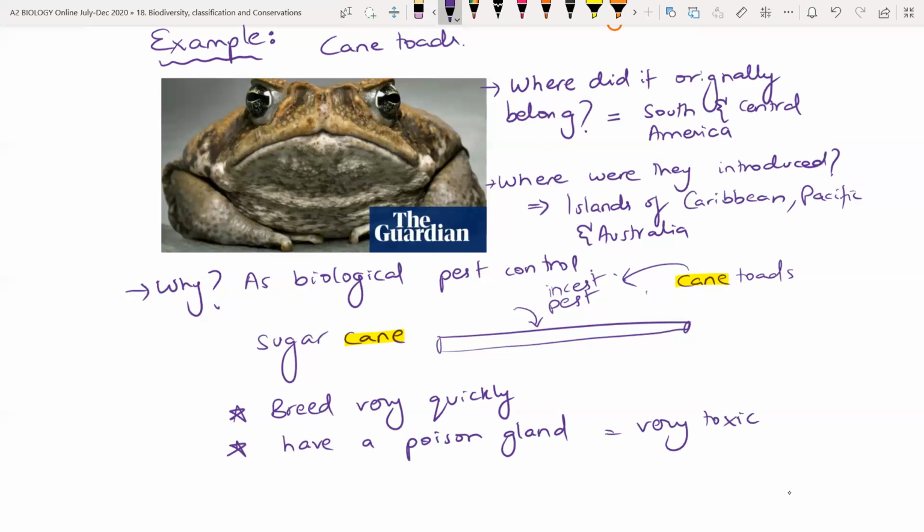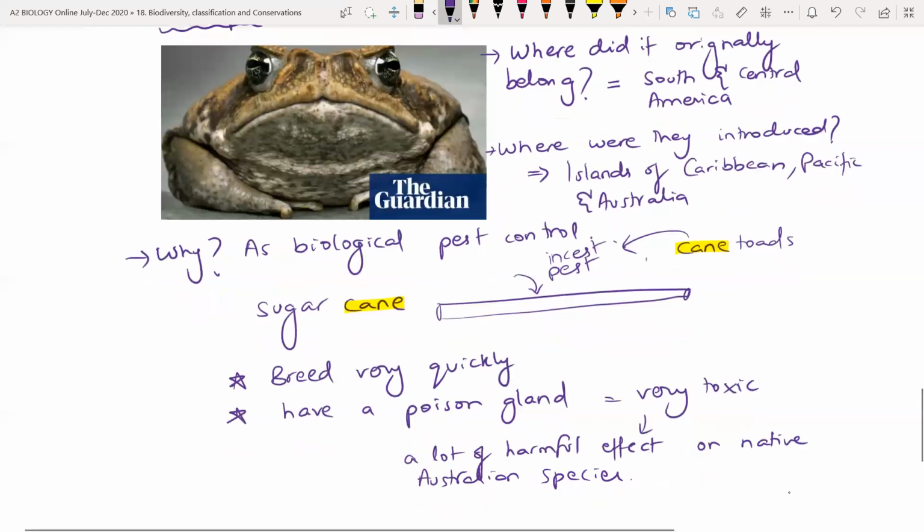This is basically harmful. This has a lot of harmful effects. Yeah, it had a lot of harmful effect on the native Australian species. So that's why they became a nuisance, or invasive. They were termed as invasive species because they were a nuisance.